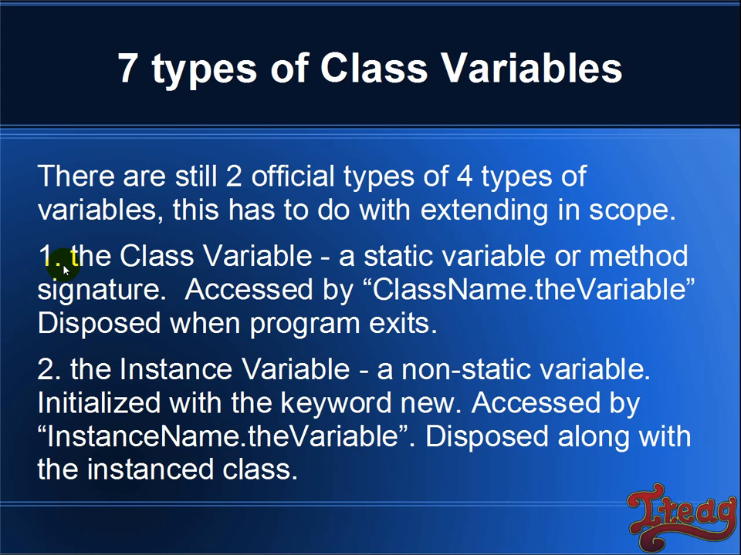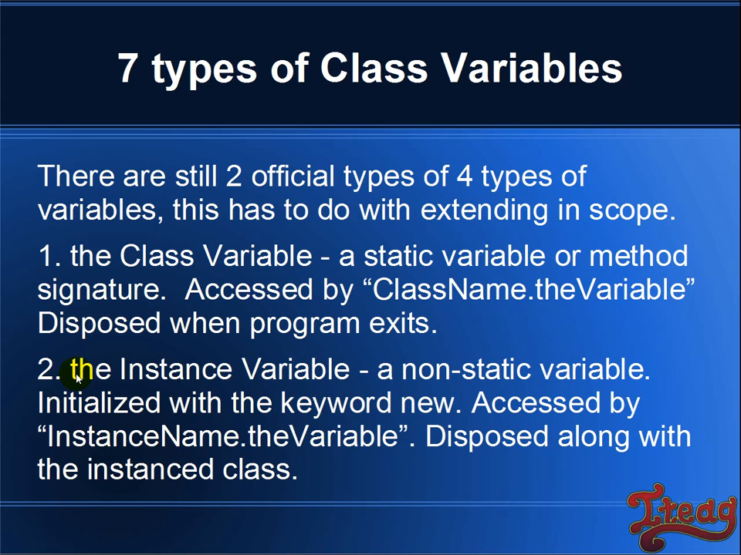Okay, so type 1, the class variable. All right, this is a static variable, okay, or a method signature. It doesn't really matter what method it is, or method signature. A copy of the method signature goes into the heap. It's kind of like a reference value of where the method can be found. And this is accessed by the name of the class. So class name dot the variable, and it's disposed when the program exits. Okay, so definitely the class variable is of static type.